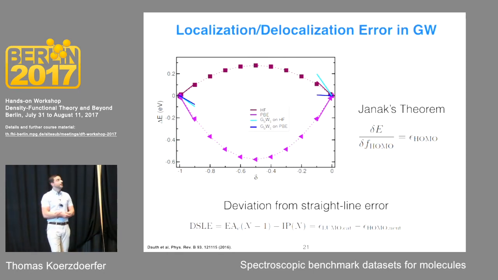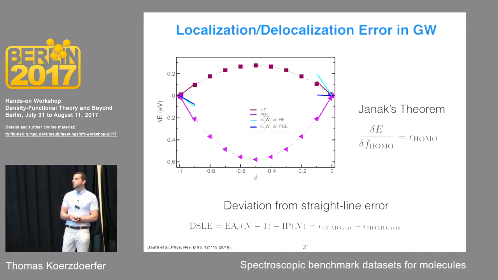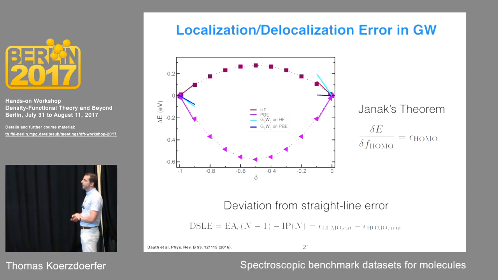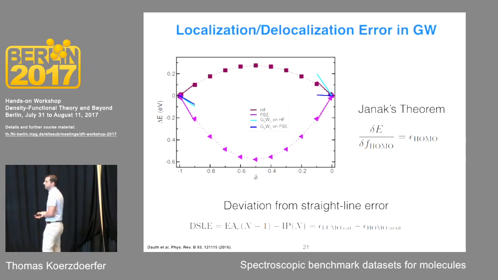It's actually true. But why do I say that? I say that because this way you can also test what GW does. Does GW also have a problem with localization error? Because we can calculate the IP and EA for neutral and cation with GW, and those are these lines here. So the blue line is the GW on top of PBE, and you see it has a small delocalization error. GW on top of Hartree-Fock has this weird thing that here it goes in this direction and here it goes in this direction. Meaning that GW also has a localization, delocalization error.